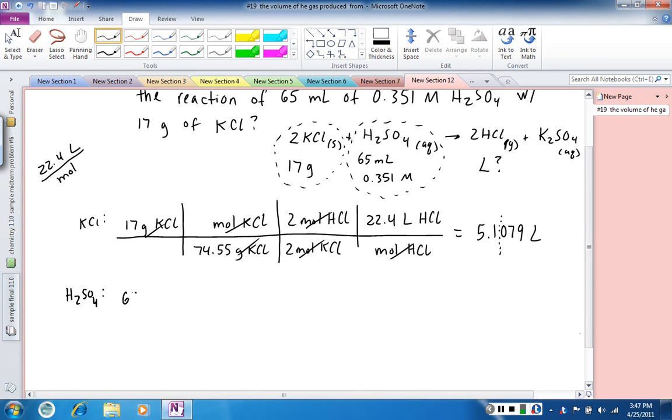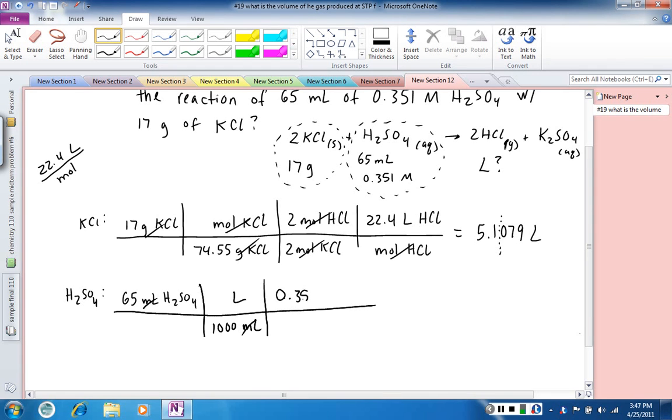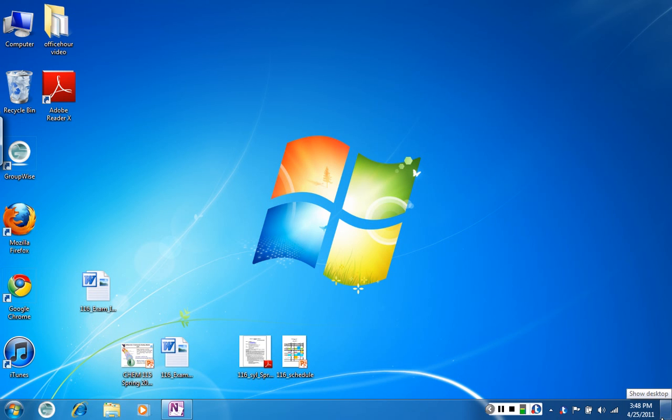So now we have 65 milliliters of H2SO4. We're going to get it out of milliliters into liters. And now we have a molarity, 0.351 moles of H2SO4 per liter. Remember, you want to express molarity in terms of moles per liter. So now we're in moles of H2SO4.